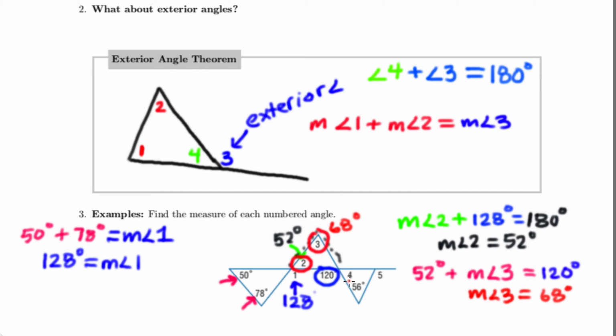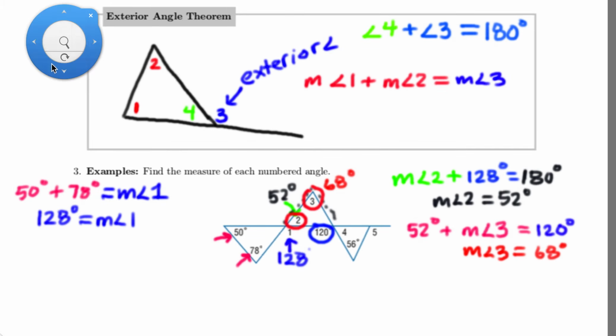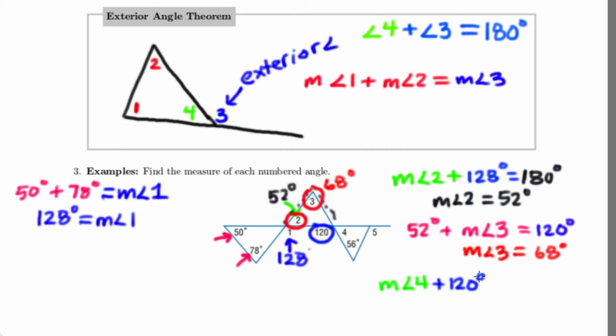Now, since 120 and 4 are next to each other, we can also say that the 120 and the 4 are going to add up to equal 180 because they're a linear pair. So the measurement of angle 4, which is on the inside of the triangle, added to the 120, which is on the outside of the triangle, should add up to a total of 180 degrees because they're a linear pair. So now we can solve this. This will give us that the measurement of angle 4 is equal to 60 degrees. So I now know that this guy is 60 degrees.